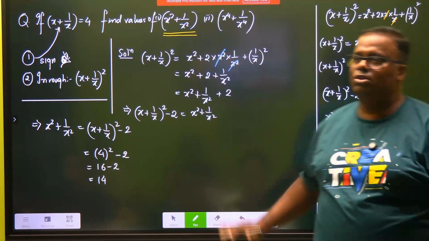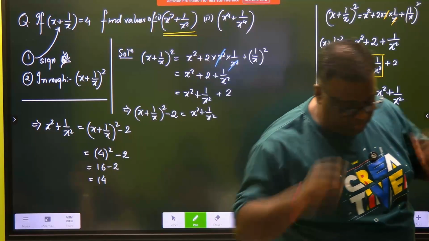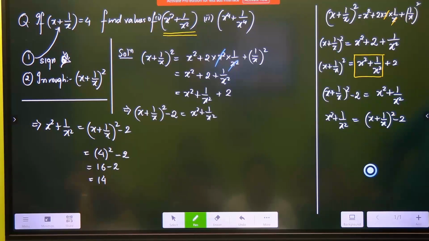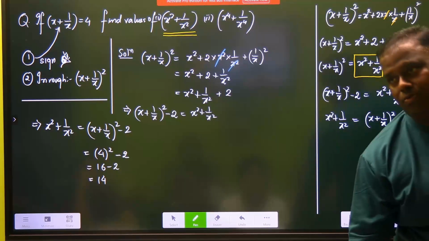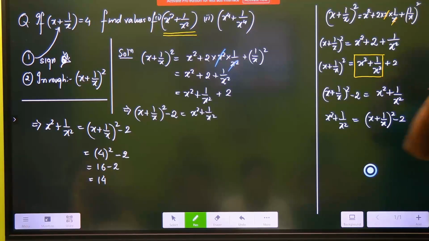Again look once on the board and let me know. I'm ready to do it 1500 times, whether you understood what to do or not. Don't look at the second part, just look at the first part. A question was given to me where the value of x plus 1 by x was given. I was supposed to find out the value of x square plus 1 by x square, and this is a very common question, so note it down, it will definitely come.